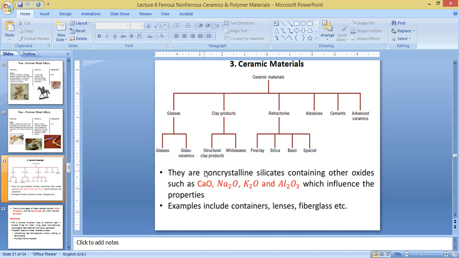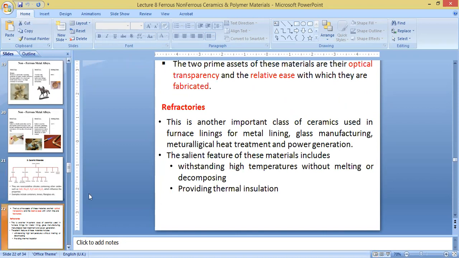So what is a ceramic material? These are non-crystalline silicates containing other oxides which influence the properties. A ceramic is a material that contains a metal and a non-metal. It's a combination of a metal and a non-metal. That's what a ceramic material is.